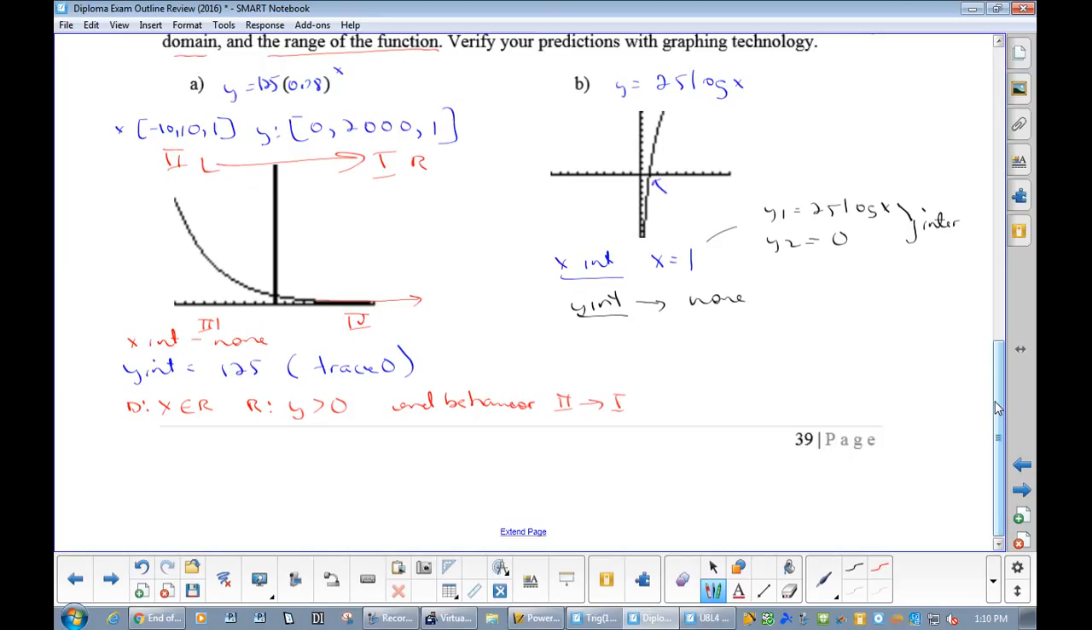What is the domain? X is greater than 0. What's the range? Okay. What is the end behavior? So 1, 2, 3, 4. So we're going from 4 to 1.